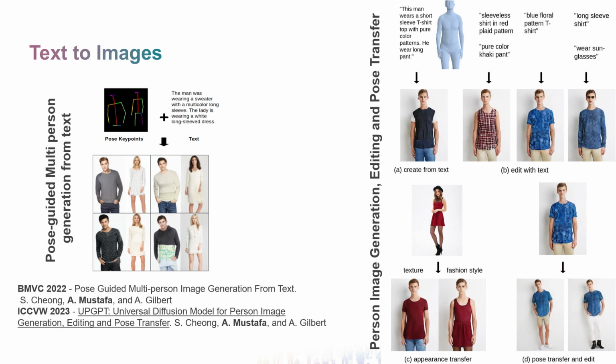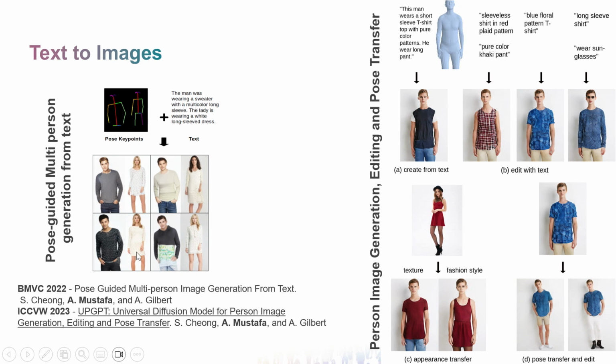Then this work deals with generating images from text. So this is our text input. And what we wanted is to condition this system on pose. So we wanted to generate images of humans, multiple humans, and we want to define how the poses of the people should look. So we also input pose information into it, and this is the output we get. The man is wearing a sweater with a multicolor long sleeve. The lady is wearing a white long sleeve dress, and this is what the poses should look like.